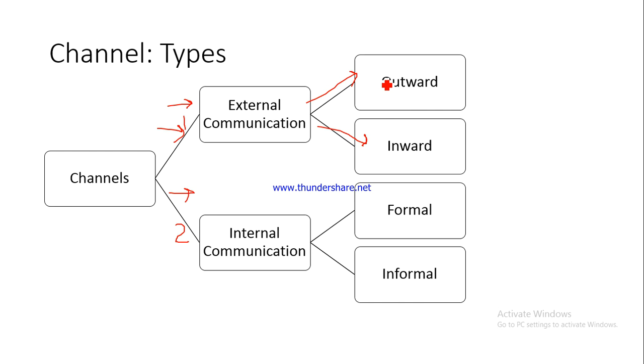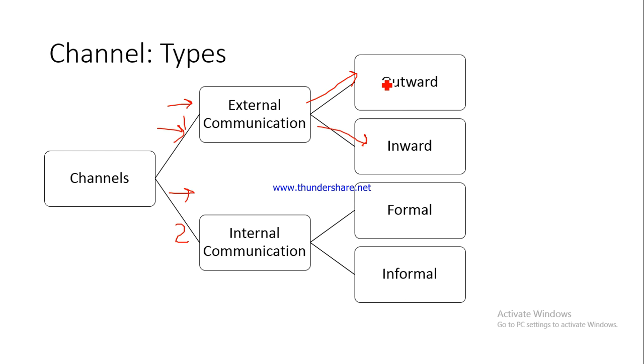So when the restaurant owner calls you and tells you, okay sir, we would provide you 25 dosas, this particular communication is external communication because the restaurant owner is outside your organization, but it is inward because he is the sender of the communication. He is sending you the message and you are the receiver of the message.